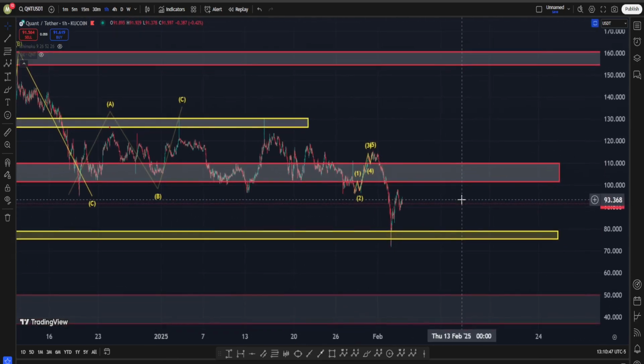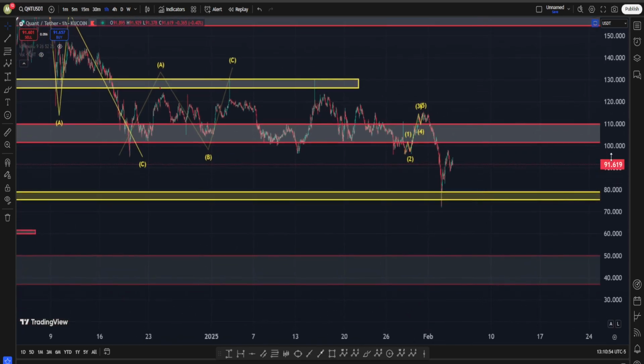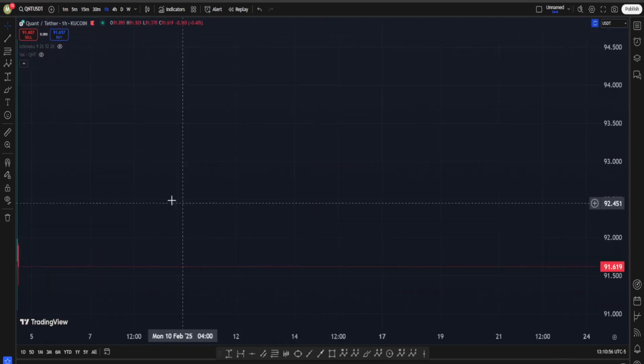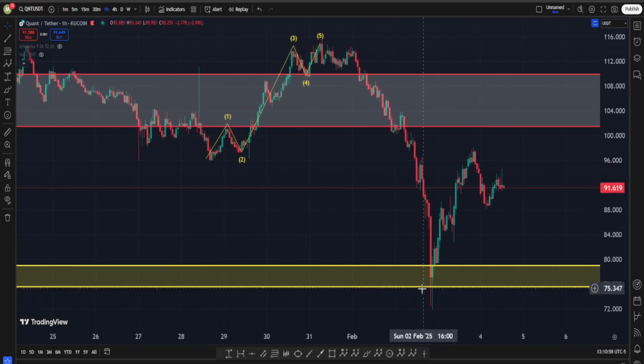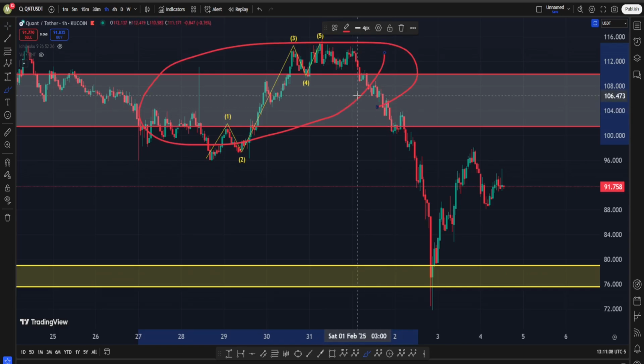And I told you before, if we break this thing, we might actually continue our move down in order to reach where? To around the next important support all the way down here, between 75 to about $80. Now, if you go back and watch my previous videos, I was saying right around here, for me, it's not a decent long opportunity.